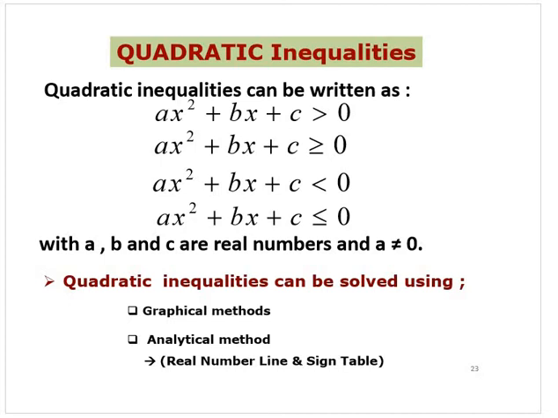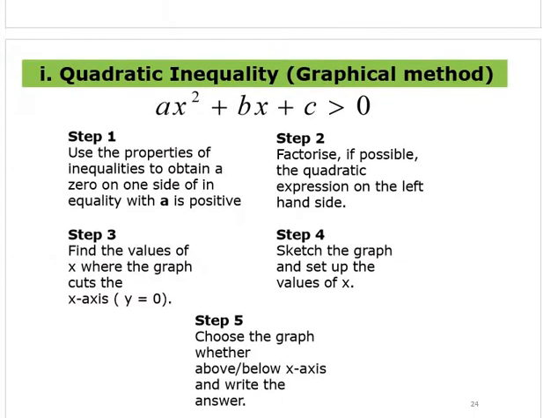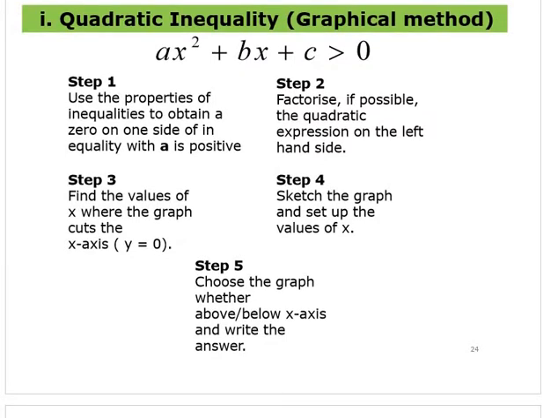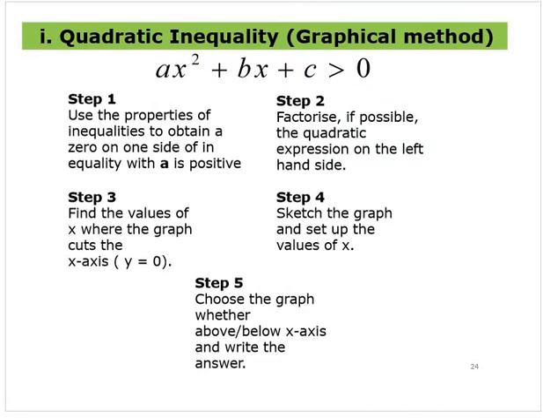Quadratic inequalities can be solved using two methods actually. The first one is the graphical method and then the analytical method, where the analytical method contains the real number line and the sign table. So I'll show these three methods with questions. Okay, next we have quadratic inequality by using the graphical method.